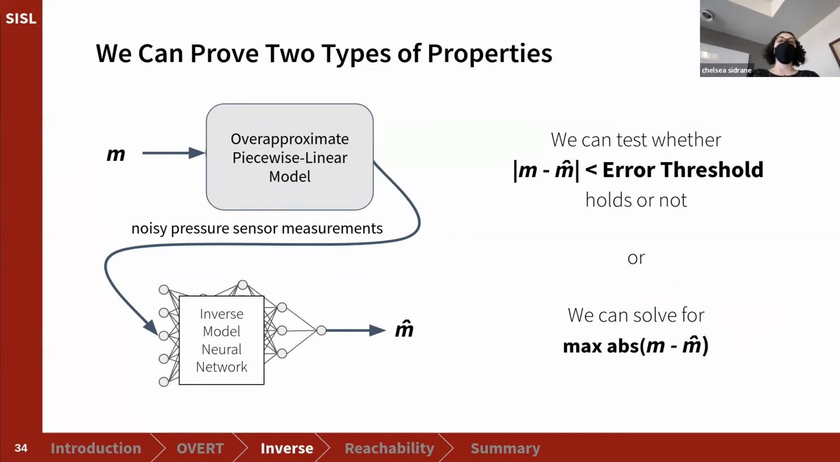Okay, so now that we've encoded both the forward and inverse models, as well as the noise, what kinds of properties are we proving? Well, the first kind of property that we can prove is we can test whether the estimate of the reconstructed fuel mass is within some error tolerance, or we can solve for the maximum deviation between the inverse model's estimate of fuel and the true value.